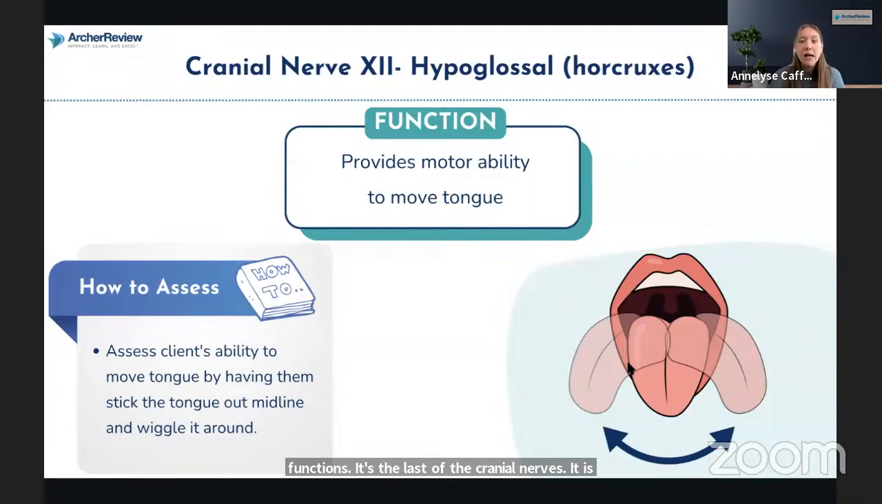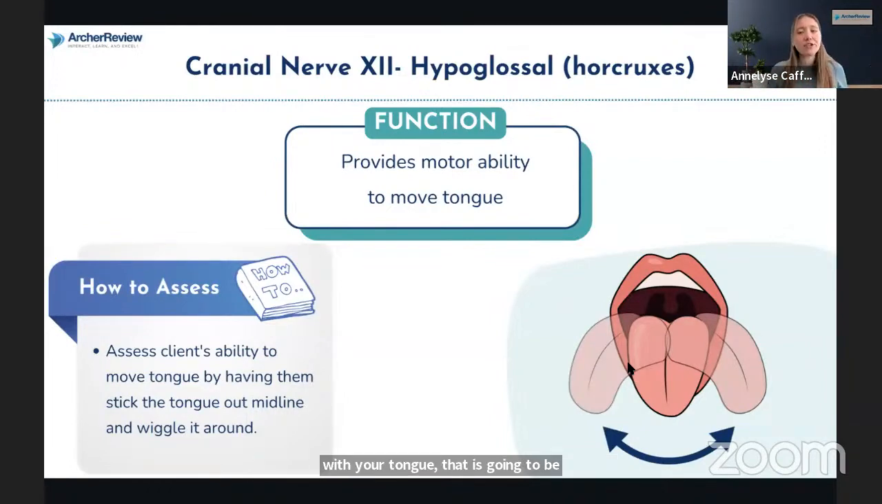So being able to wiggle our tongue, this would actually be an interesting poll in one of my webinars one time, to see how many of you guys can touch your nose with your tongue. Oh, look, I just did it. I didn't even know I could do that. I just learned something new. If you can touch your nose with your tongue, that means cranial nerve 12 is innervated.